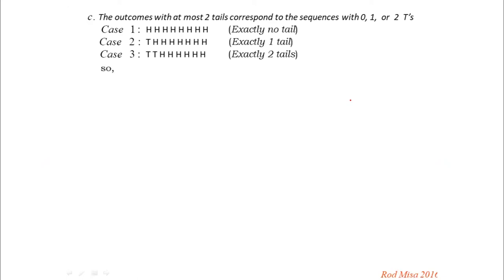So when you have no tail at all, it's like solving for the combination of 8 taken 0 at a time, because you are after no tail at all, plus the combination of 8 taken 1 at a time, because you want exactly 1 tail. And the third case is having exactly 2 tails. So solving the combination formulas for these 3 combinations, we have 1 plus 8 plus 28, and the sum is 37, which means that there are 37 possible outcomes when you expect at most 2 tails as a result of tossing a coin 8 times.